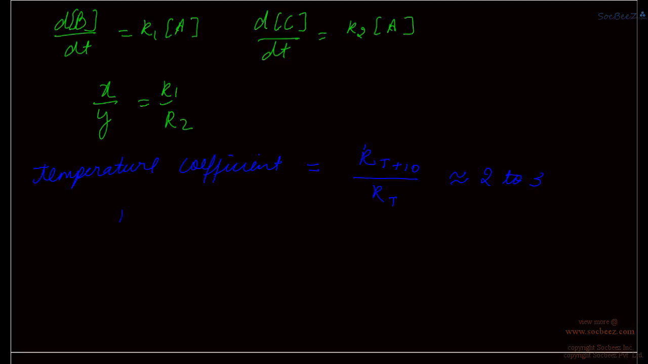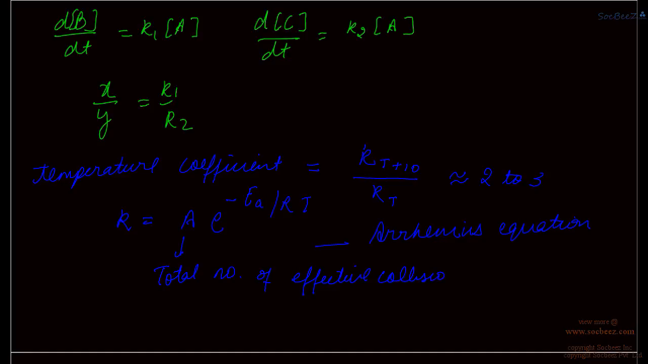Now the Arrhenius equation states that rate constant k equals A e raised to the power minus Ea upon RT. This is known as the Arrhenius equation. Okay, now what do these two different terms tell us? The factor A is telling us the total number of effective collisions.